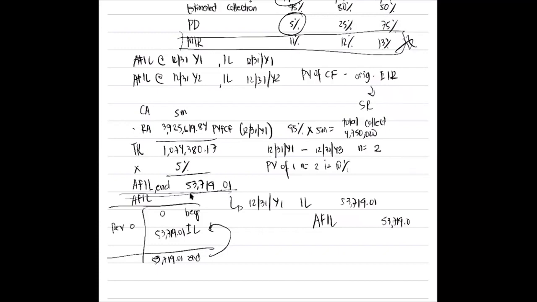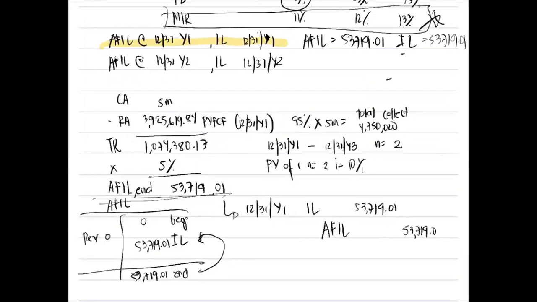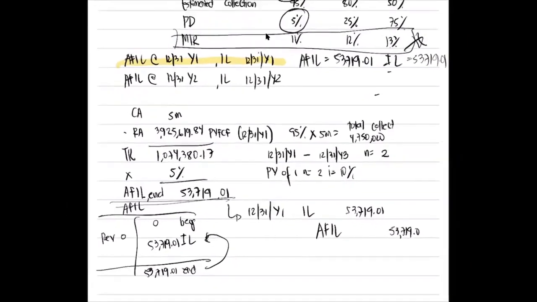So how much is our AFIL on December 31, year 1? Sagutan lang natin to. How much is our AFIL on December 31, year 1, and our impairment loss on December 31, year 1? So our AFIL on December 31, year 1 is equal to 53,719.01, and our impairment loss is still 53,719.01. Okay, so that happens only if in case, guys, it is the first time that we recognize AFIL. Then we go to the second period. AFIL, December 31, year 2, and impairment loss, December 31, year 2.